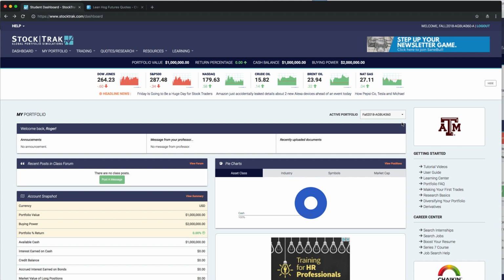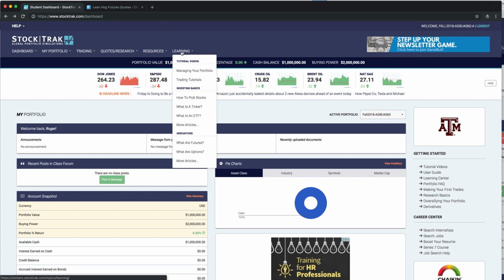I'm going to do an example of that. I'm going to trade with you. Your class, again, is Fall 2018, AgBoo 4360. Your link provided this week will get you in. Once you get in, here's what your account will look like. There are additional learning resources up at the top here, so take advantage and learn through those. I've added some into the week to also help.